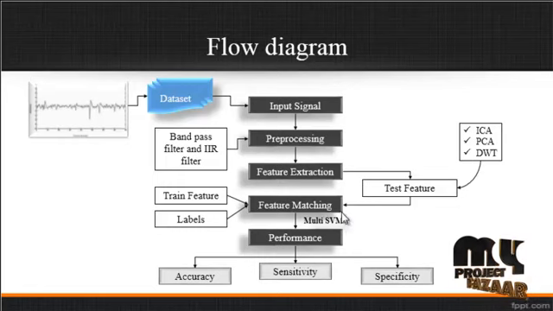In the feature matching, the multi-SVM provides the matched feature classification stability, and then the performance will be evaluated by using three parameters: accuracy, sensitivity and specificity. By these three parameters, we are able to justify whether our process is efficient or not.